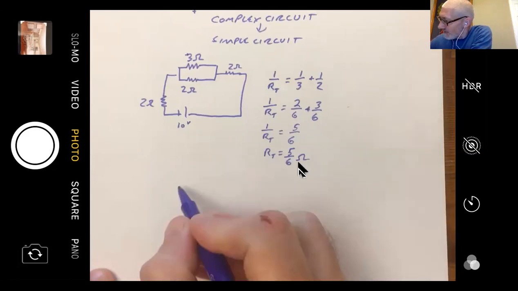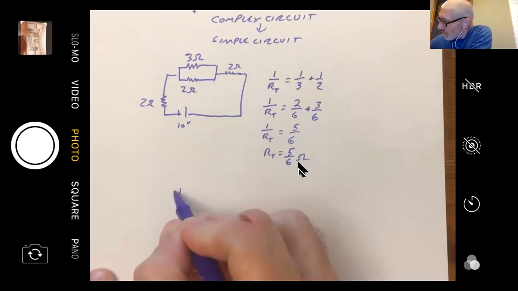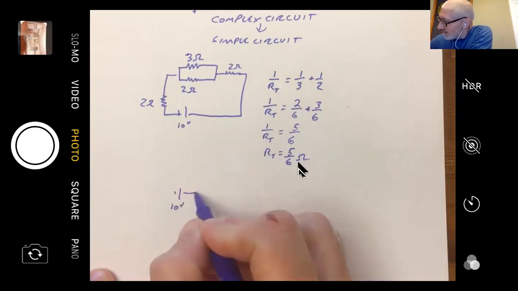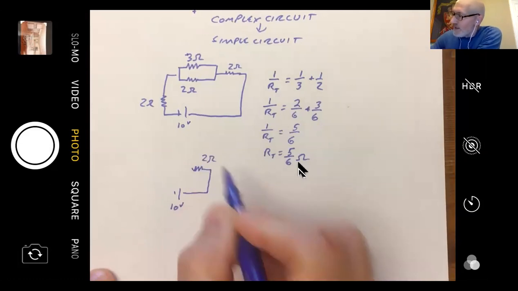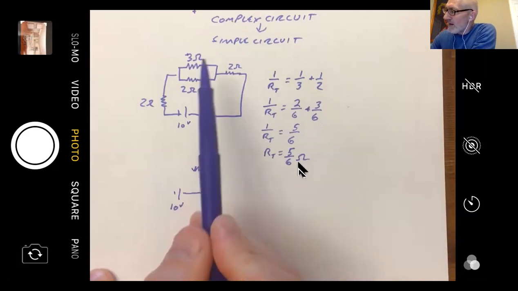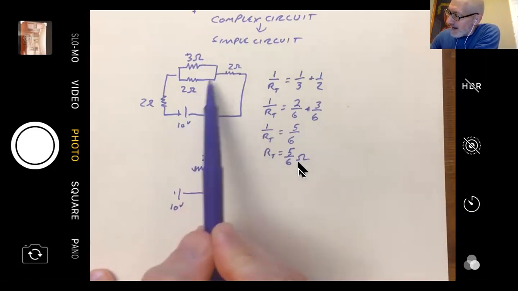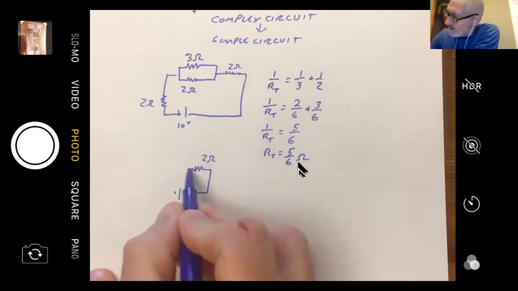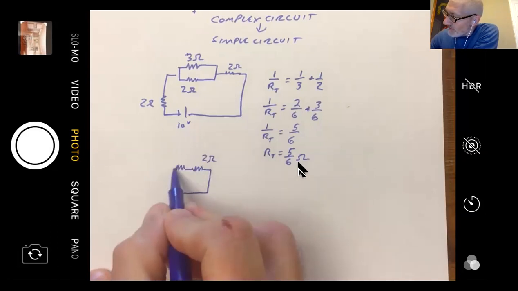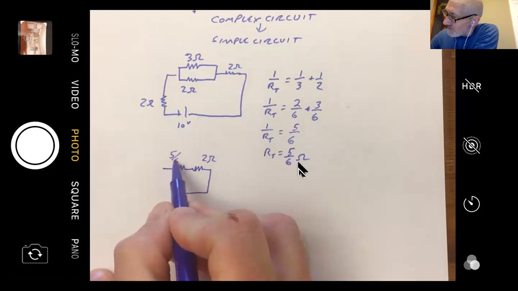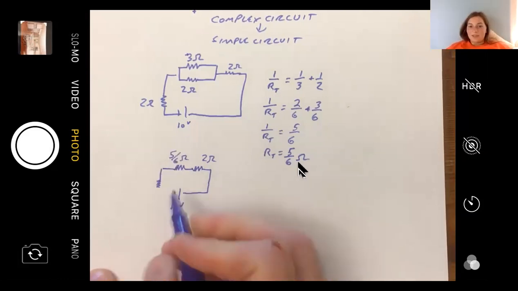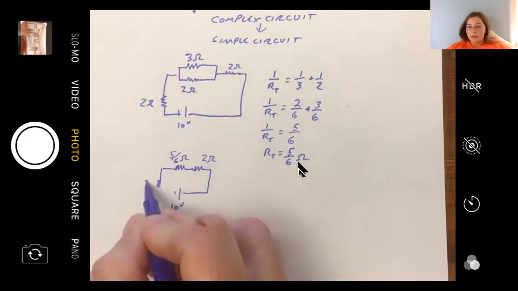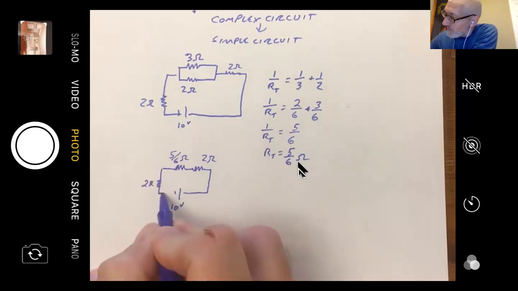So what do I have here? I've got my 10 volt power supply, comes out, got my 2 ohm here. This whole big parallel thing is now one resistor of 5/6 of an ohm. Then we're going to come. Sorry. Yeah, go ahead. Do you not take the reciprocal of the? Did I forget to?